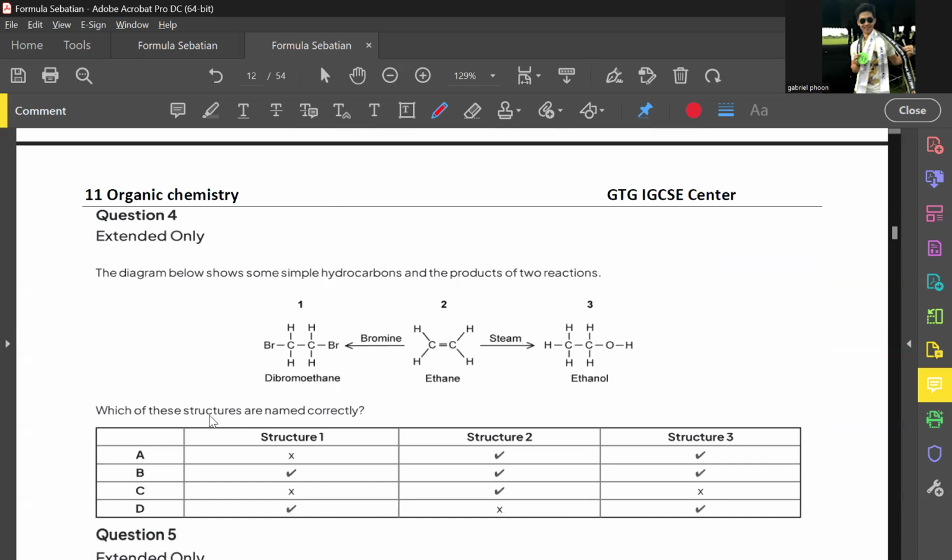Next, which of the structures are named correctly, guys? Ethane? Definitely not. What's this called again?